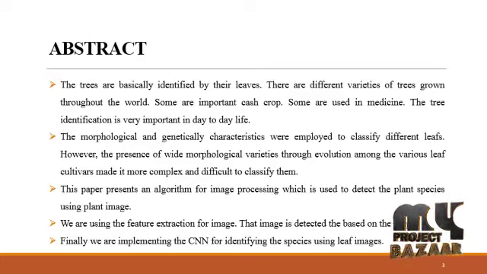However, the presence of wide morphological varieties through evolution among the various leaf cultivars made it more complex and difficult to classify them. This paper presents an image processing algorithm used to detect the plant species using a plant image. We are using feature extraction for the image. The image is detected based on the shape. Finally, we are implementing the CNN algorithm for identifying the species using the leaf image.